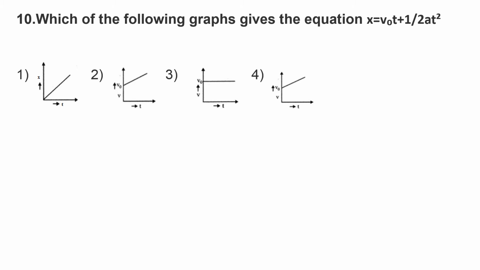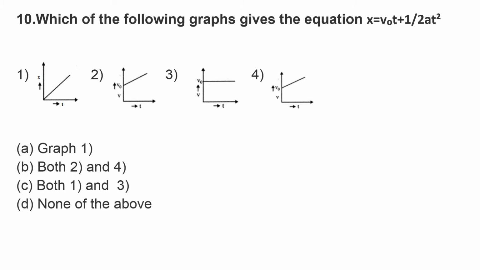So next, graphs 2 and 4. The second and fourth graphs are the same. The object moves with an initial velocity of v naught, and the velocity varies with time. So the answer is option B, both 2 and 4.